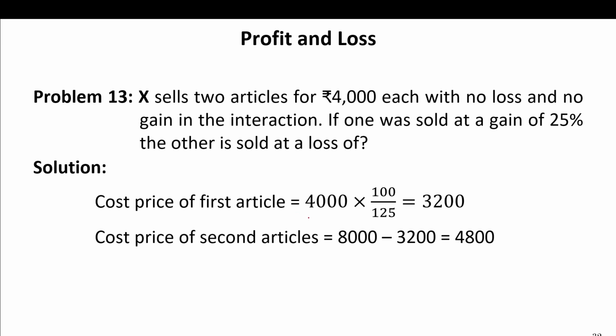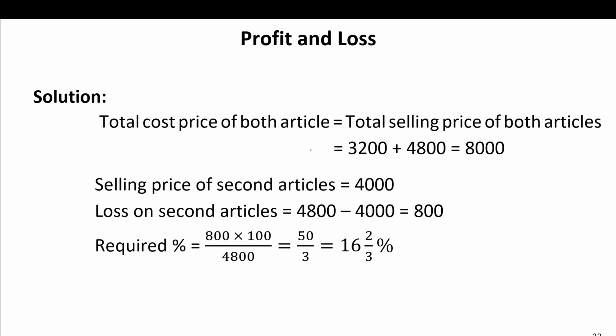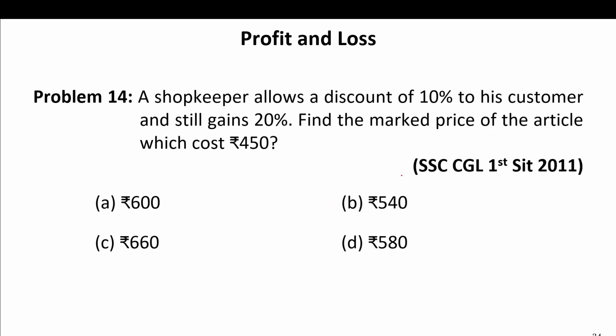So let's see. So cost price of the first article is 4,000 into 100 whole by 125 is equal to 3,200. So cost price of the second article is equal to 8,000 minus 3,200 is equal to 4,800. So total cost price of both articles will be. So let's see problem number 14.